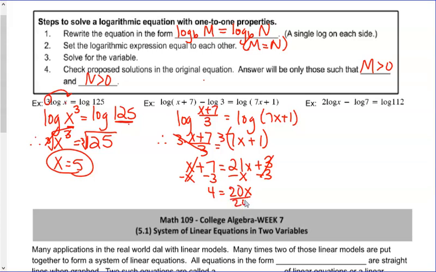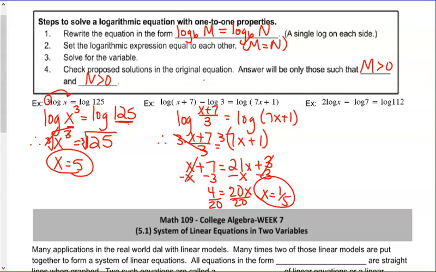When I divide by 20, I can reduce by 4. Therefore, x here becomes 1/5. Now again, remember, we have to check our expressions. If I put 1/5 back in here and add 7, do I get something greater than 0? The answer is yes. If I multiply 7 times a fifth, that gives me 7/5. And when I add 1 to it, I'm still not going to equal 0. Therefore, x equaling 1/5 would be my answer. Okay? All right. Very good.